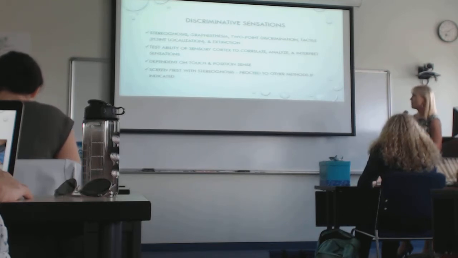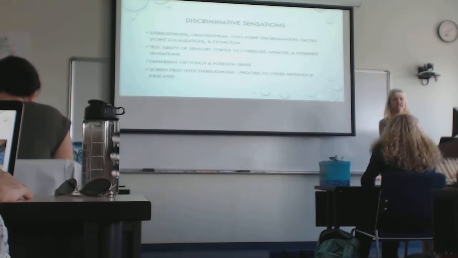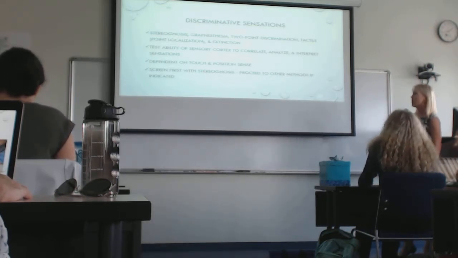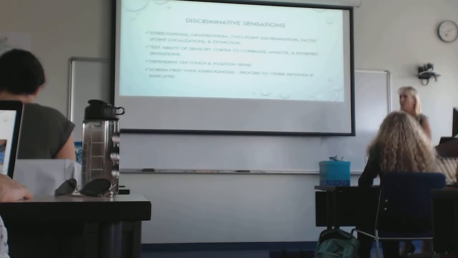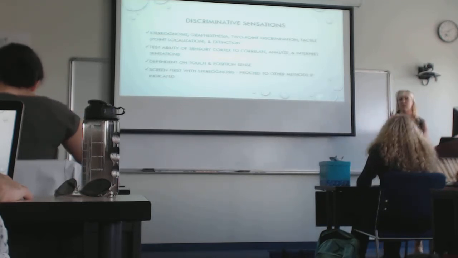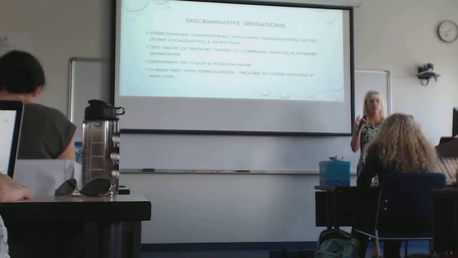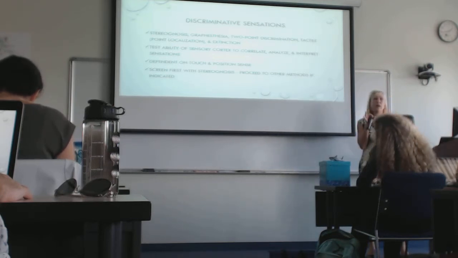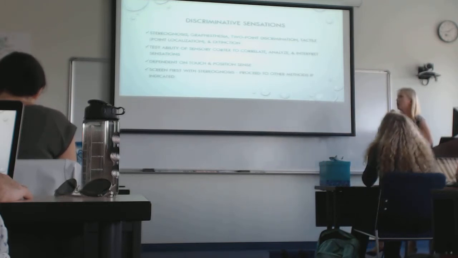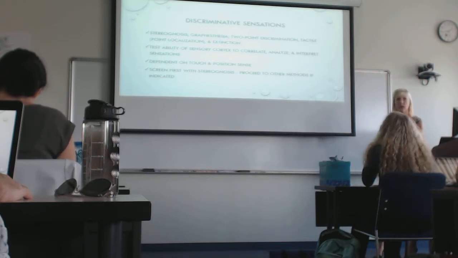So we talk about discriminative sensations. We're going to finish early today, okay? We talk about stereognosis, graphesthesia. We'll talk about two-point discrimination, tactile point localization, which is essentially the same thing as extinction. The ability for the sensory cortex to input all this information and correlate it to the proper body part. And that's what you're looking for. Again, it's dependent upon touch and position sense. So those have to be intact for you to progress onto this type of examination.